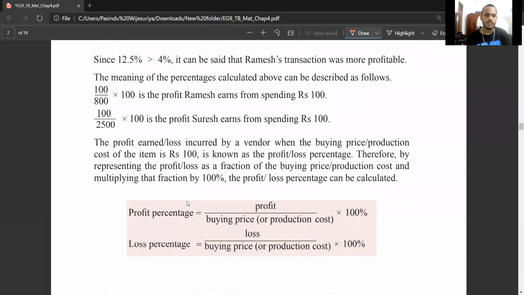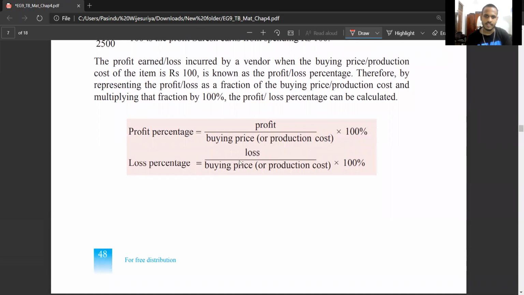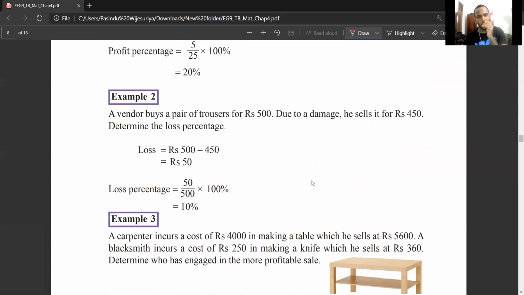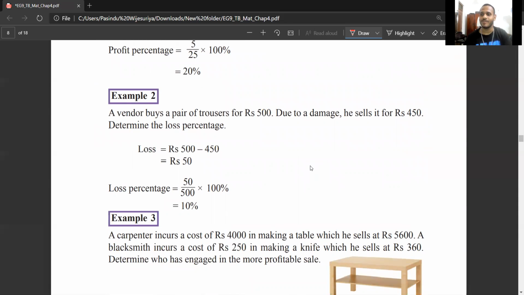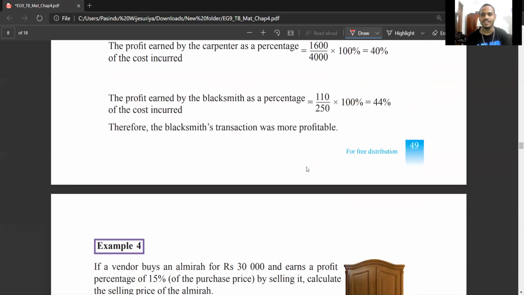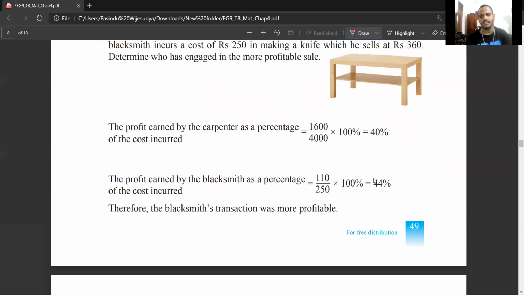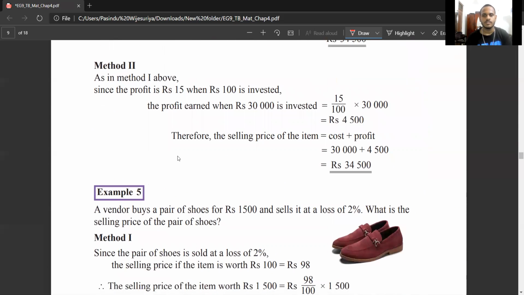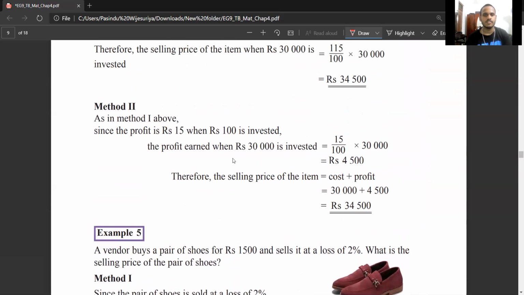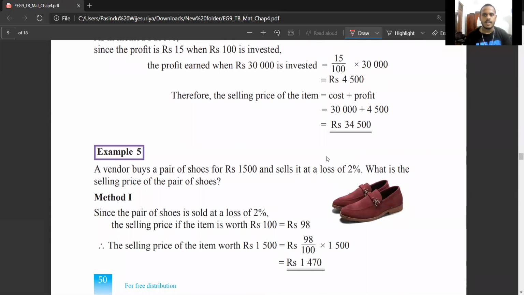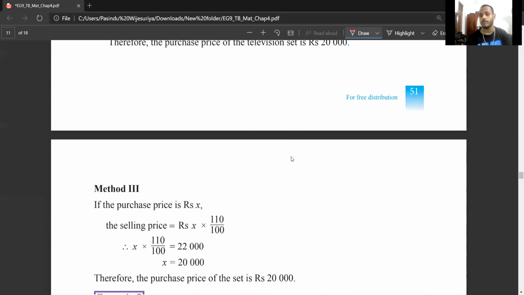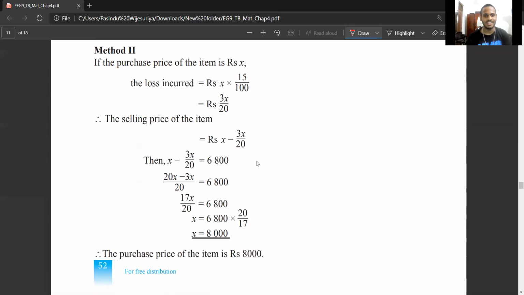Profit percentage and loss percentage are exactly the same thing when it comes to this. These examples are pretty much covered by the previous question itself. So you just find the percentages. If this is a higher percentage, then that is the best. These are pretty similar calculations. I will be doing the questions, so you all don't need to worry.